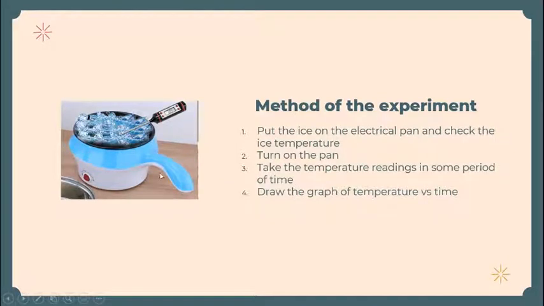So here is the setup, and the method of this experiment is very simple. First, you put the ice in the electric pan and check the ice temperature using the thermometer. Then turn on the pan and record the temperature over some period of time. The last step is to draw the graph of temperature versus time.